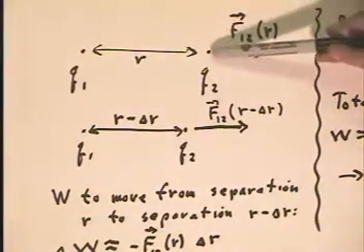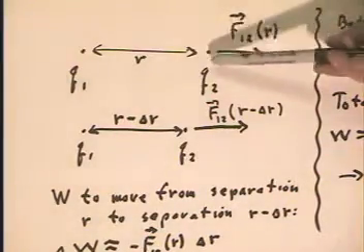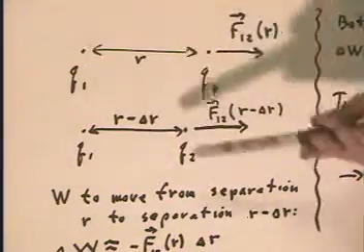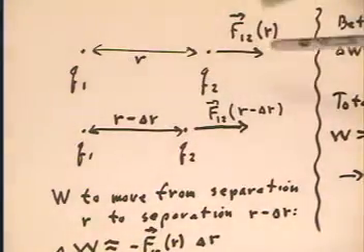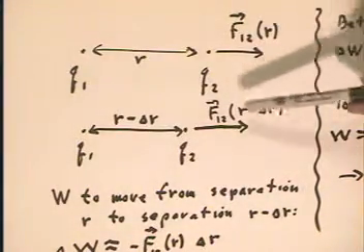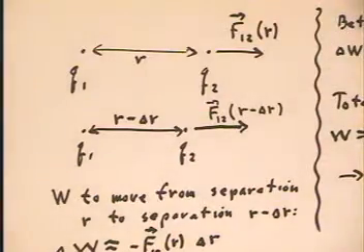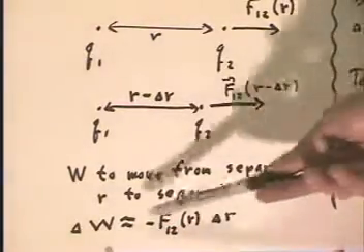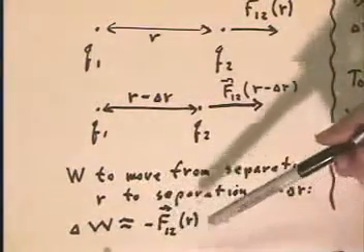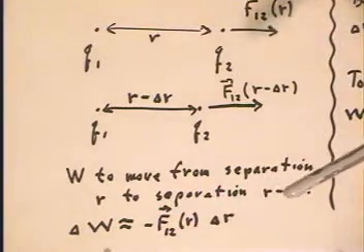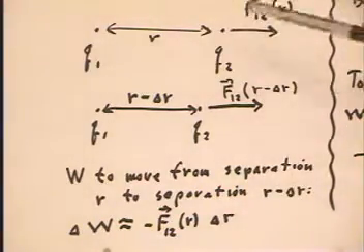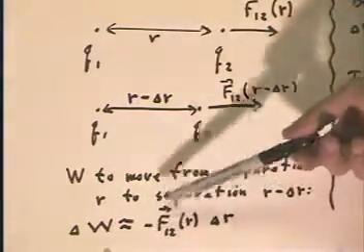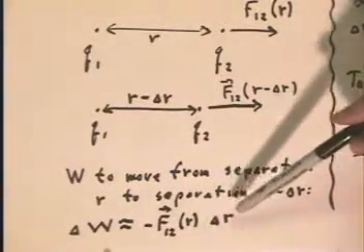So we assume that we exert a force F12 of r for distance delta r in order to move Q2 somewhat closer to Q1. Again, we're assuming delta r is small so that we don't have to worry about the difference between F12 of r and F12 of r minus delta r. So that the work that we do is equal to negative F12 of r times delta r. We're moving a distance delta r, and we're exerting a force equal and opposite to F12 of r. So the work that we do will be negative F12 of r delta r.